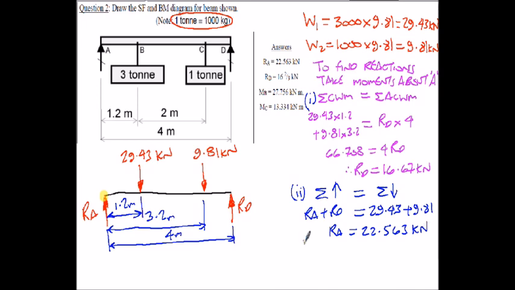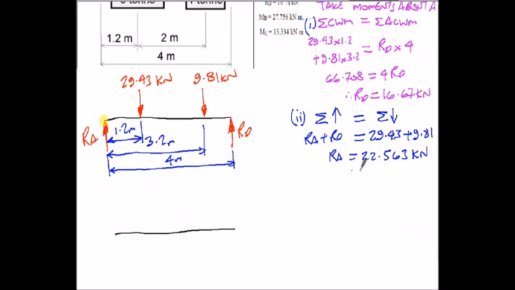Okay, so now we've got our reactions. I need to work out the bending moments. Okay, redraw the beam again just for convenience. So this time I know my RA is going to be 22.563 and my RD is going to be 16.67 kilonewtons, and I've got my 29.43 and I've got my 9.81.